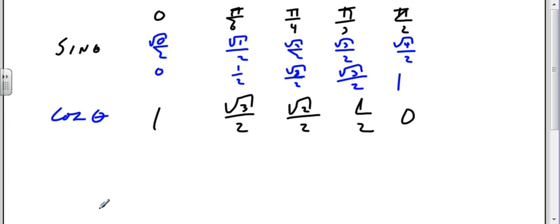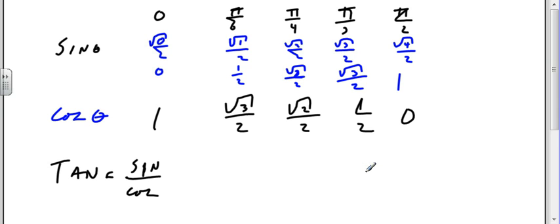And then I do the tangent by saying tangent is sine over cosine. And then I get what my tangent is. So that's how I remember it, and then I go back and get those guys up front. Okay, any questions?